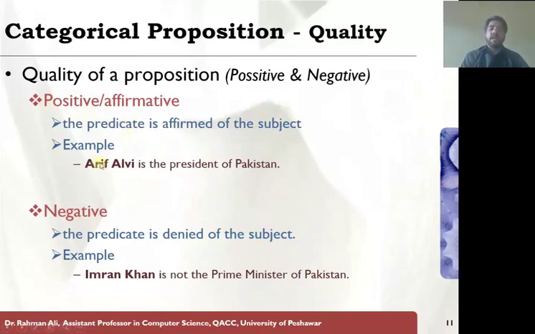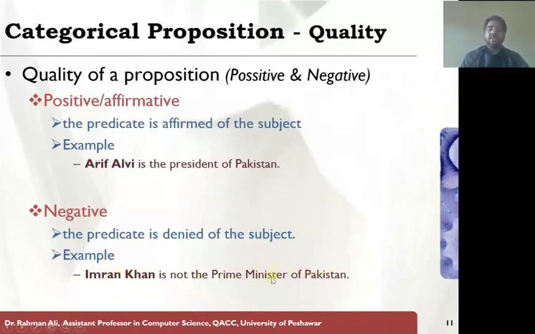For example, we say Arif Alvi is the president of Pakistan. Arif Alvi is the subject and president of Pakistan is the predicate. Now both agree with each other and they affirm each other, so we say that it's an affirmative or positive categorical proposition. And here, if both deny each other, if subject and predicate don't agree with each other, they don't affirm each other, we say that they are negative from the qualitative perspective. Imran Khan is not the Prime Minister of Pakistan. Imran Khan is the subject and Prime Minister of Pakistan is the predicate.